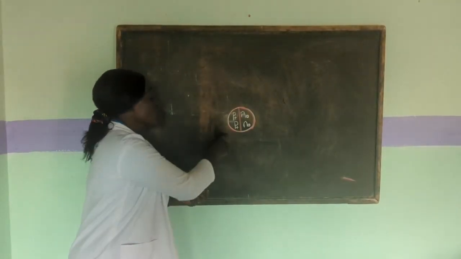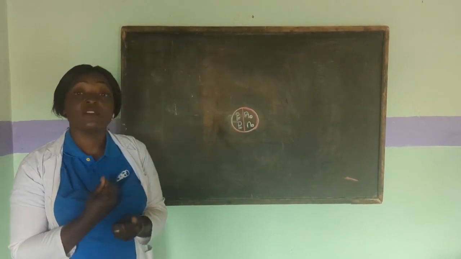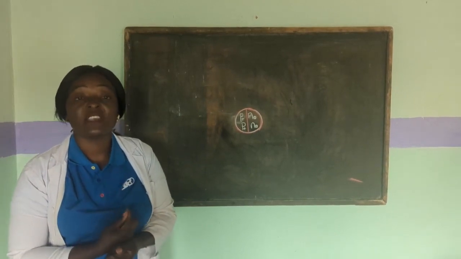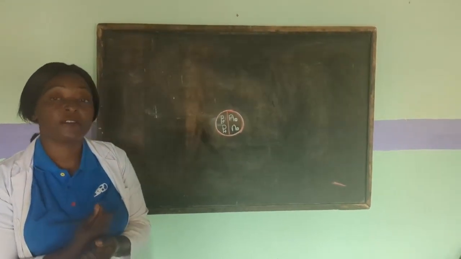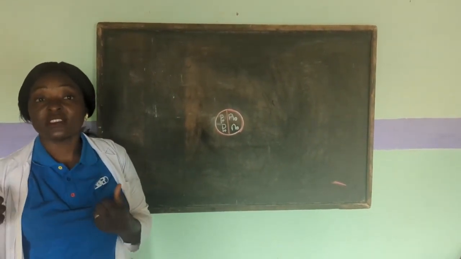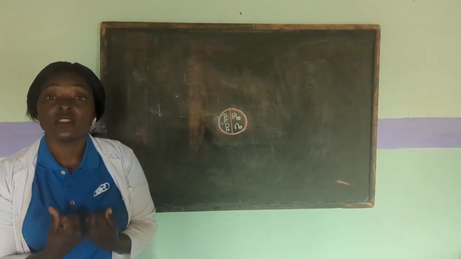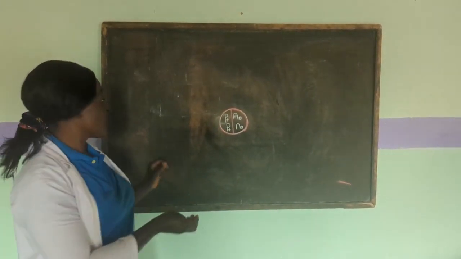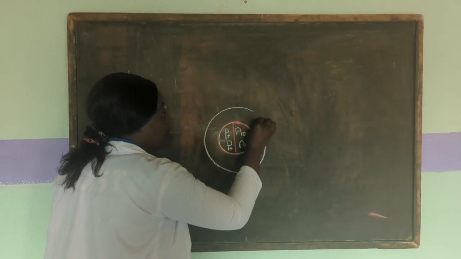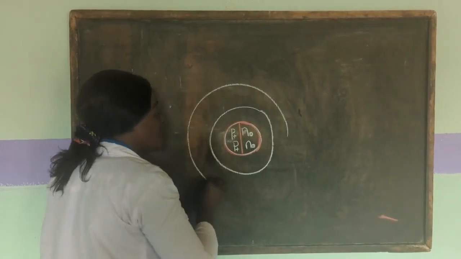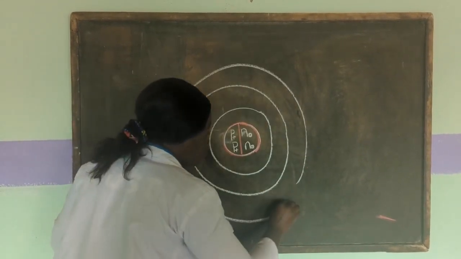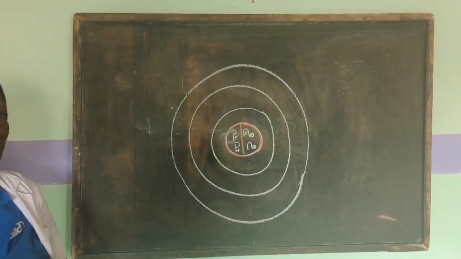We also said that the nucleus is surrounded by circular paths, we call them shells or orbits, and that is where the electrons are found. For instance, let's take an example of sodium. In our previous videos, we said sodium is found in period 3, meaning sodium has 3 shells. We are drawing our shells. Shell 1, shell 2, and shell 3.